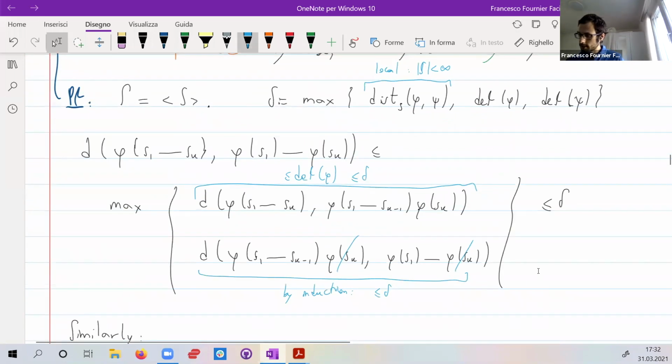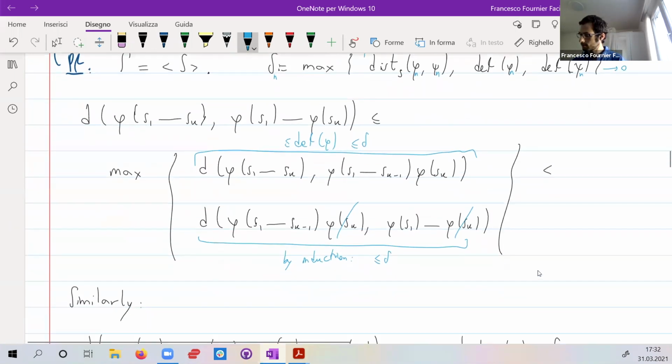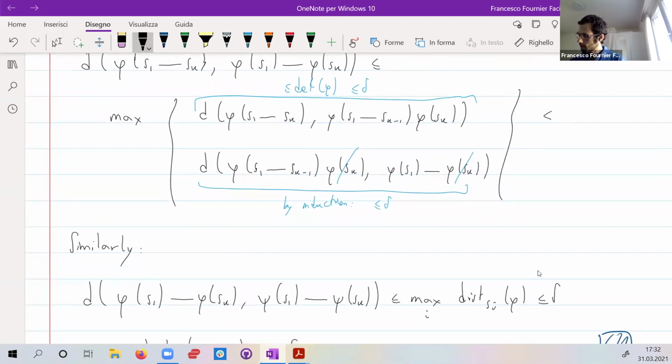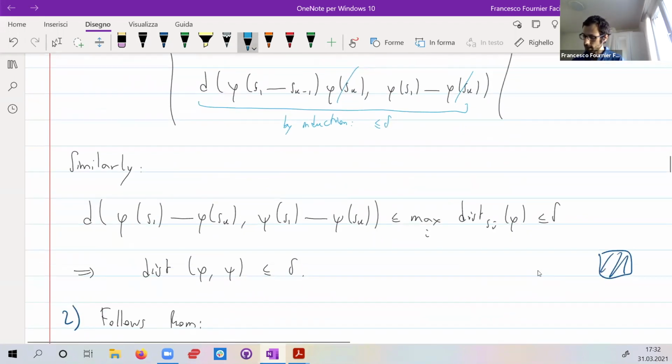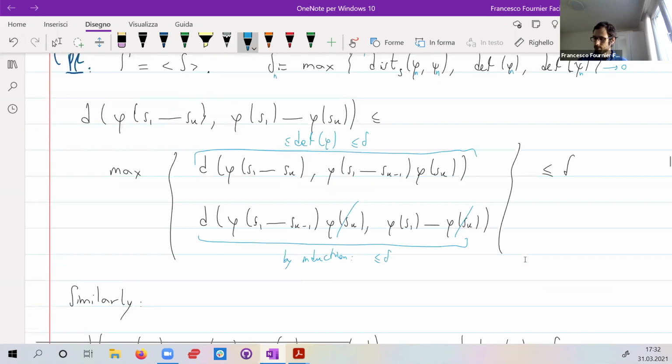And now if this is a sequence of asymptotic homomorphisms, right? This is gonna be delta n, and it's gonna go to 0, okay? Because they are pointwise asymptotically close, so all of these go to 0, and they're finitely many. Uniform asymptotic homomorphism, so all of these go to 0, then delta actually goes to 0. And I have that the global distance between phi n and psi n is at most delta n, which goes to 0. Okay. All right, and this is the proof of 1.